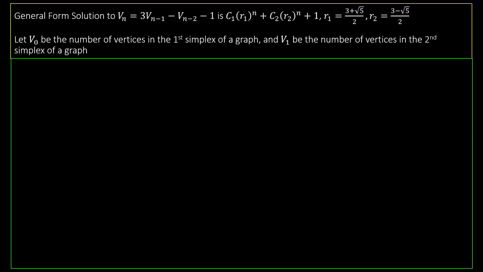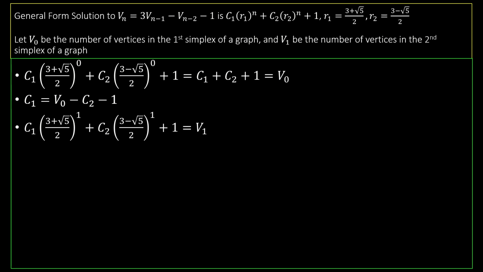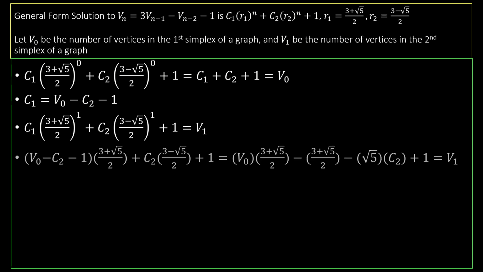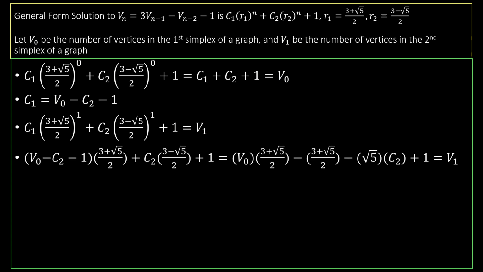Plugging in n equals 0 to our formula gives us this, which we can simplify to c sub 1 equals v sub 0 minus c sub 2 minus 1. And then plugging in 1 to our formula gives us this equation. And then we can substitute v sub 0 minus c sub 2 minus 1 for c sub 1 in the equation in our second line. And then we can simplify.